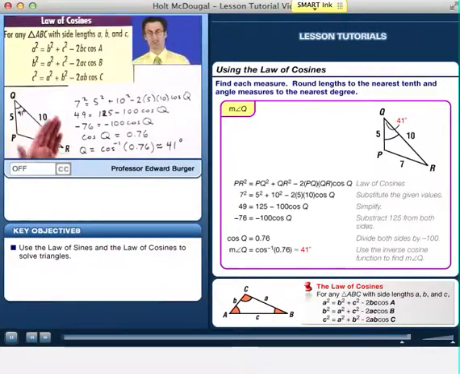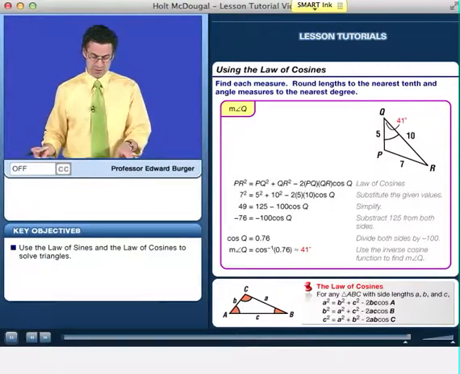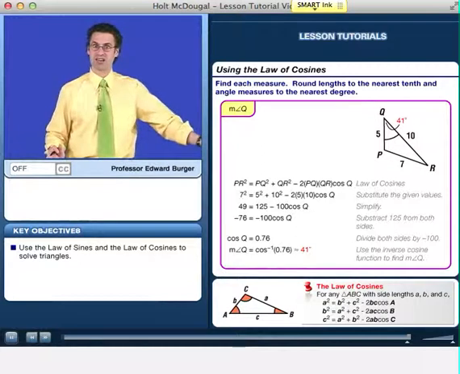Notice I was able to do that using the law of cosines. This is actually fantastic. The law of cosines is a wonderful way to extend the Pythagorean theorem to any triangle at all. Neat.